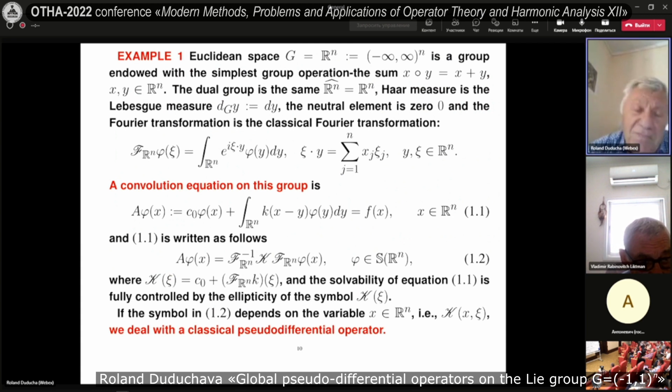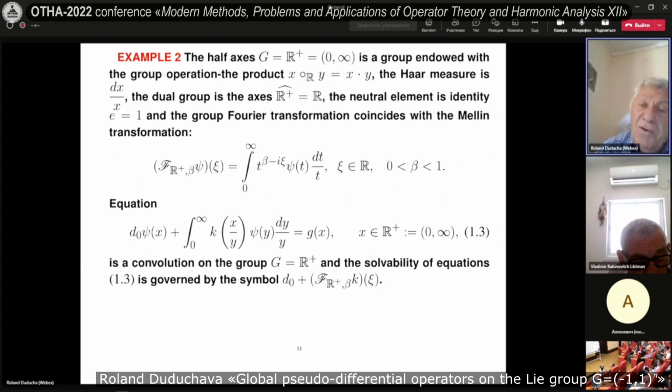Euclidean space is a group, you know, and I will not dwell on this case. Euclidean space is a group, and the classical Fourier transform is the Fourier transform, and the Lebesgue measure is the Haar measure there, and the convolution is defined here by the formula, and the classical results hold. The symbol here governs the invertibility or unique solvability of the corresponding equation. The symbol is important in this issue.